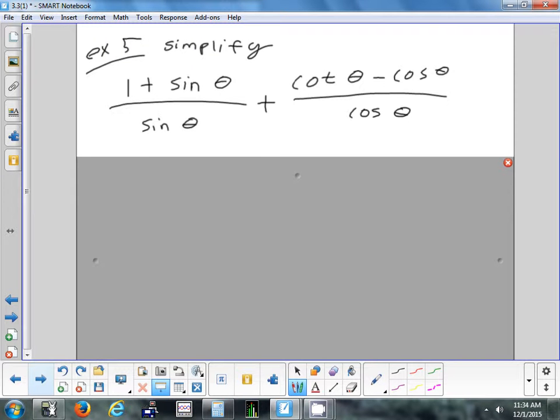And one more type. This one says (1 plus sine) over sine plus (cotangent minus cosine) over cosine. This is going to be the hardest one we do today. But it's going to use all the same formulas that I gave you on the very first page of notes.